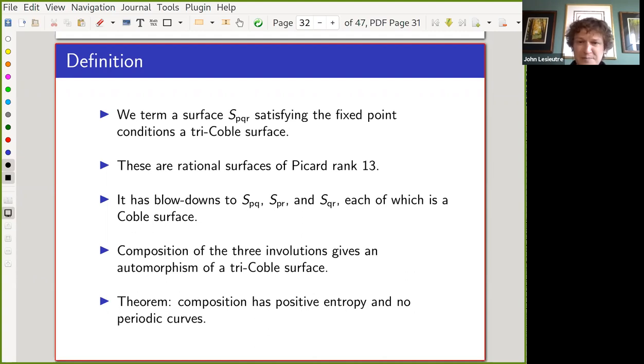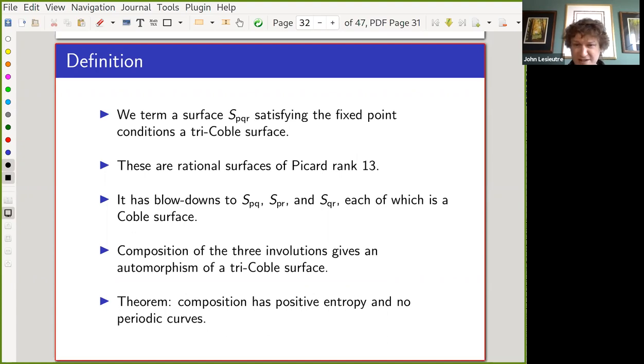So this is some big rational surface. It contracts to 3 different Coble surfaces. But because all these fixed point conditions are satisfied, this total blowup of a cubic at 6 points has 3 different involutions. And the hope would be that, in fact, the composition of those 3 involutions has no invariant curves. And that indeed is going to work out. So this is our example of a rational surface automorphism with no periodic curves.